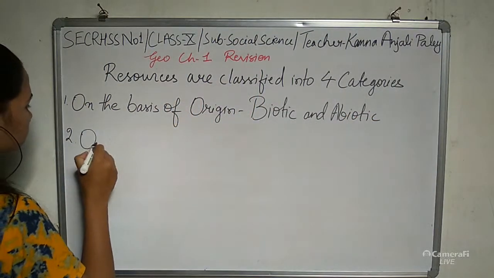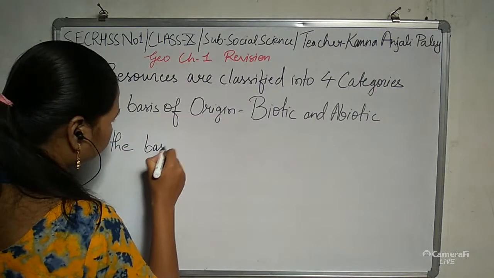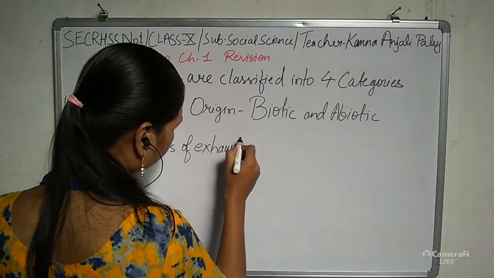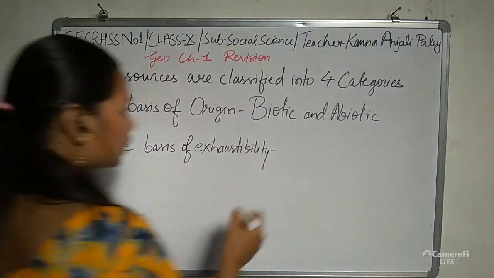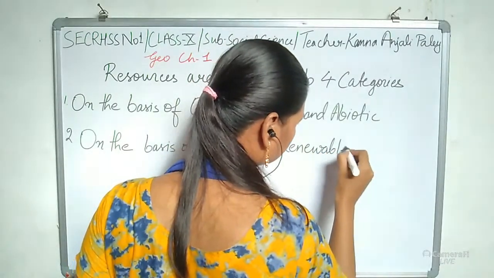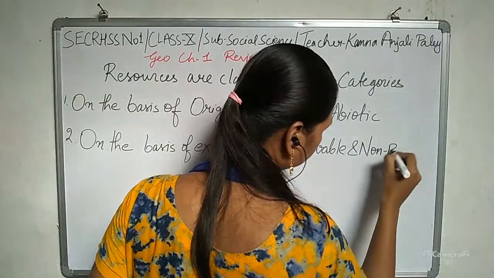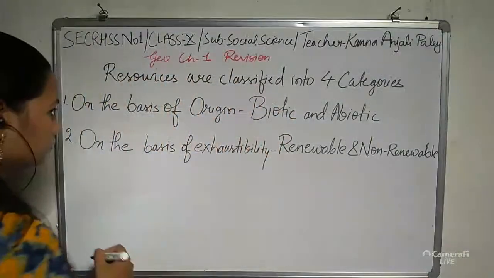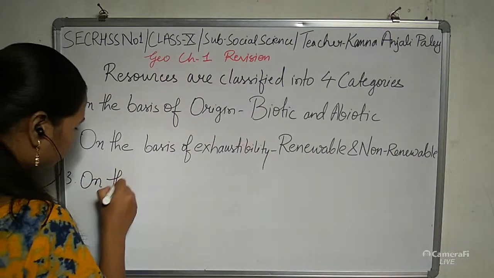Second, on the basis of exhaustibility. It involves renewable and non-renewable. Third, on the basis of ownership.